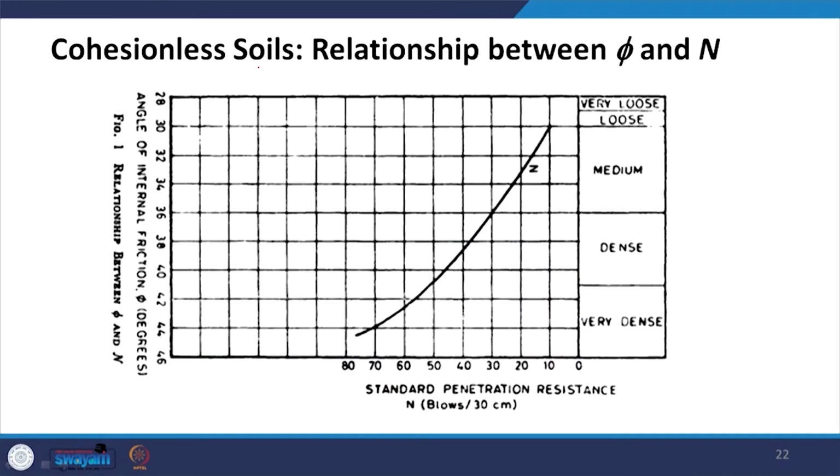Continue with this. Many times what happens, to determine NC, NQ and N gamma, you require the value of phi, but you do not have in the field the value of phi, particularly for the cohesionless soils. Again, cohesionless soils means the value of C equal to 0. This chart will be applicable when C equal to 0, and the value of phi is not known to you. Then how can you use this chart?